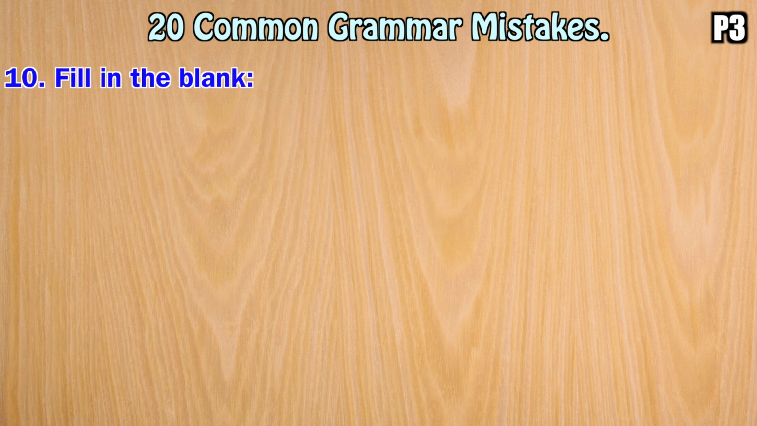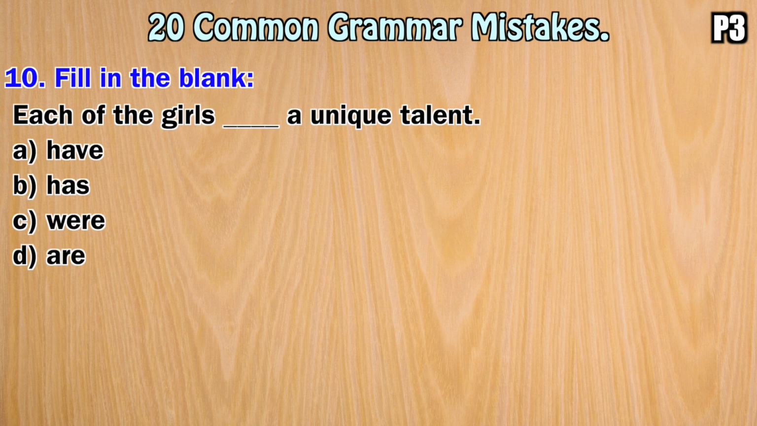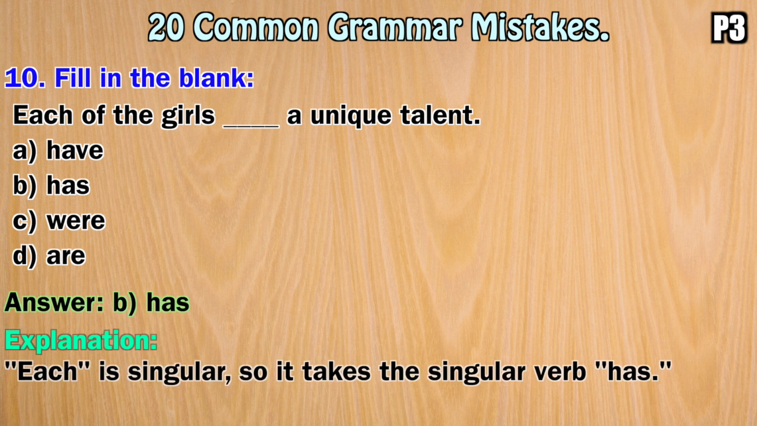10. Fill in the blank. Each of the girls, a unique talent. A. Have. B. Has. C. Were. D. Are. Answer: B. Has. Explanation: each is singular, so it takes the singular verb has.